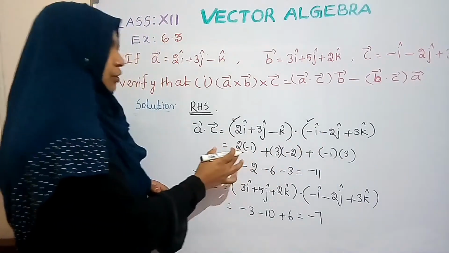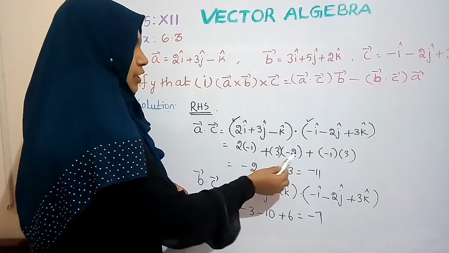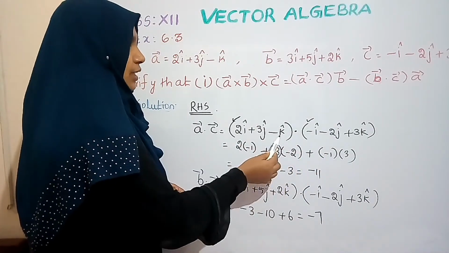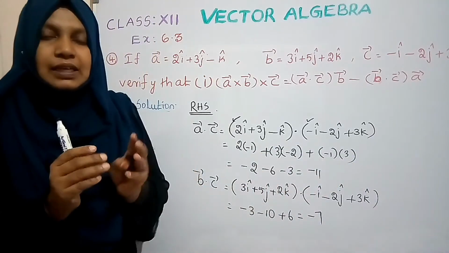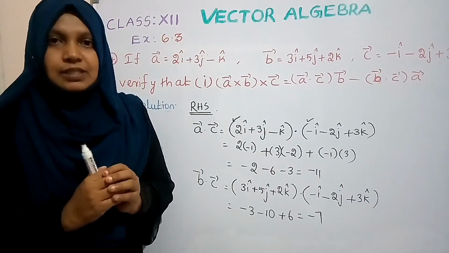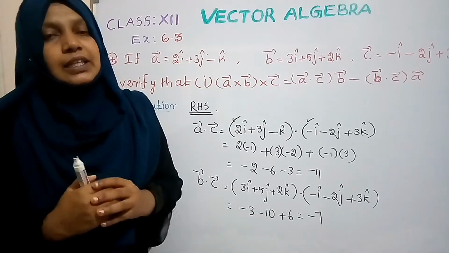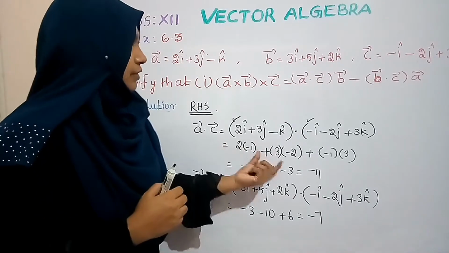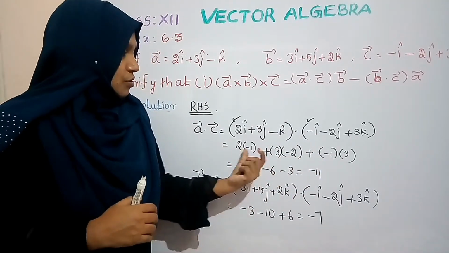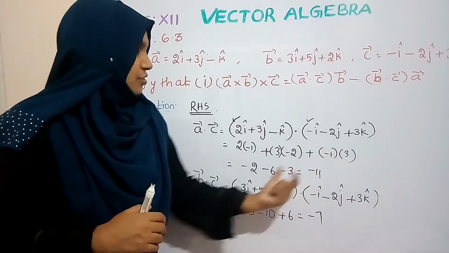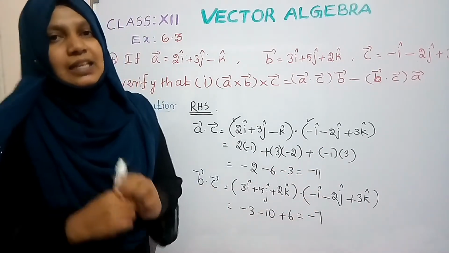I multiply 2 into minus 1. After that, plus 3 into minus 2. So I have written plus 3 into minus 2, and then plus again minus 1 into 3. So we are just multiplying these three coefficients: first the i vector's coefficient, then the j vector coefficient, and then the k vector coefficient. Only the coefficients alone we are multiplying and adding. We are getting minus 2, minus 6, minus 3. So by adding those three values we are getting minus 11.